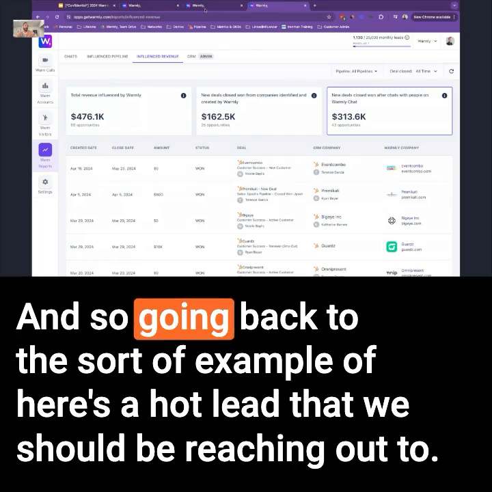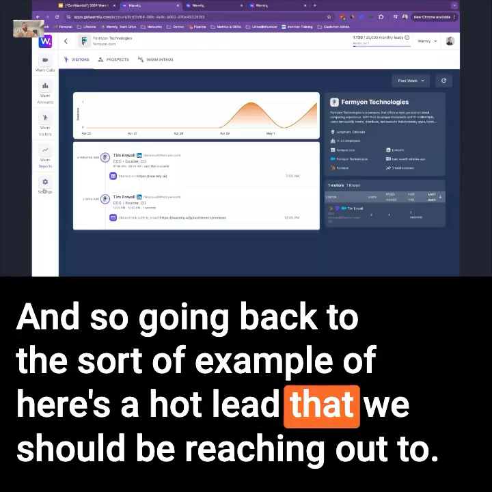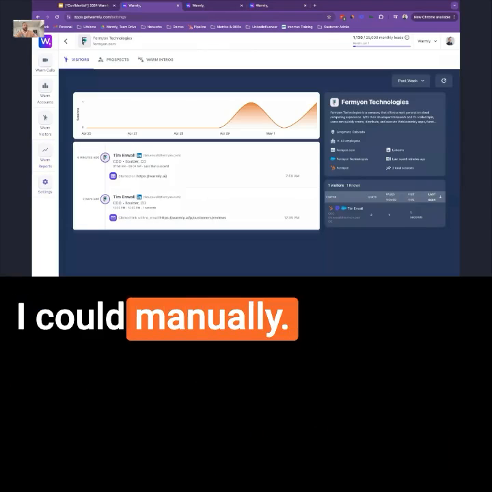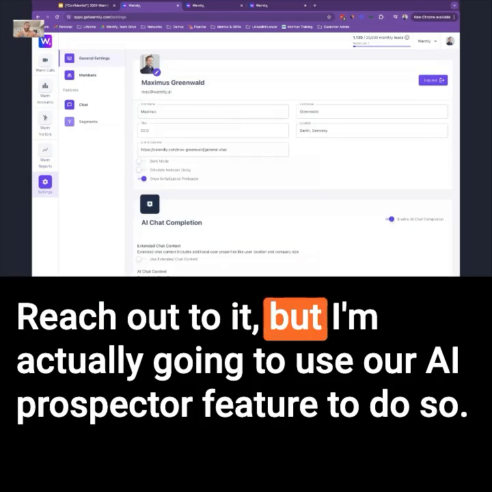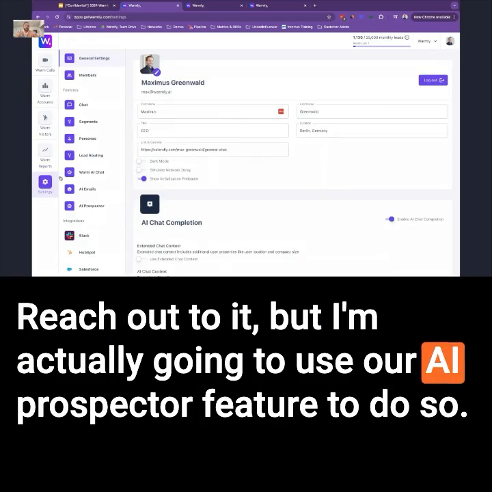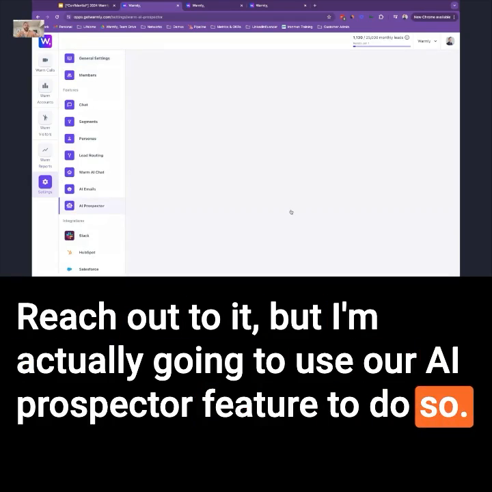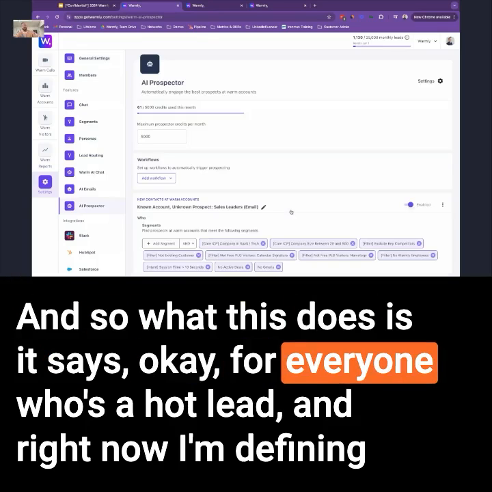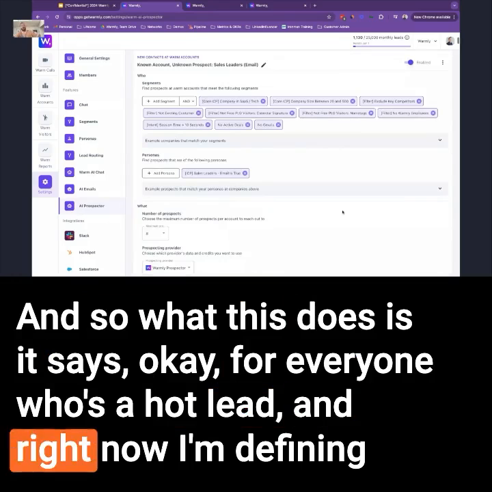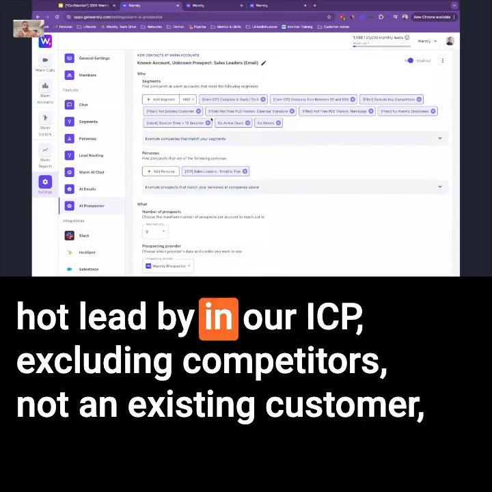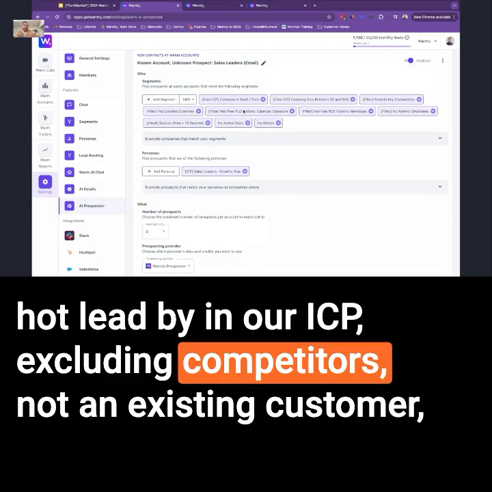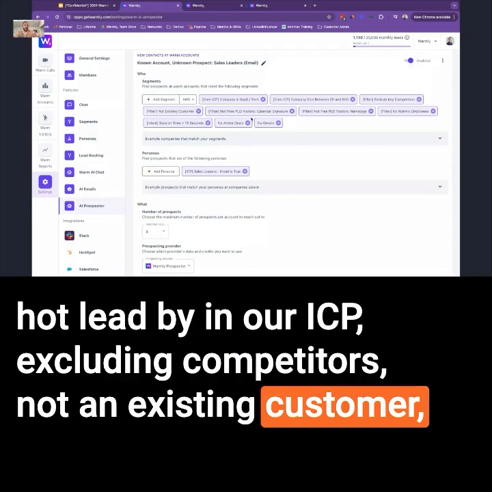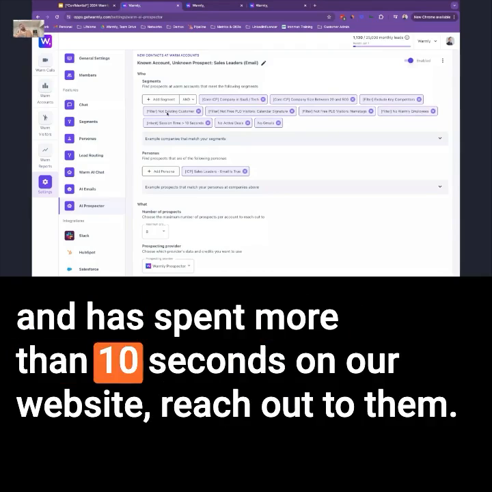And so going back to this example of a hot lead that we should be reaching out to, I could manually reach out to them, but I'm actually going to use our AI prospector feature to do so. What this does is it says, okay, for everyone who's a hot lead, and right now I'm defining hot lead by in our ICP, excluding competitors, not an existing customer, and has spent more than 10 seconds on our website, reach out to them.